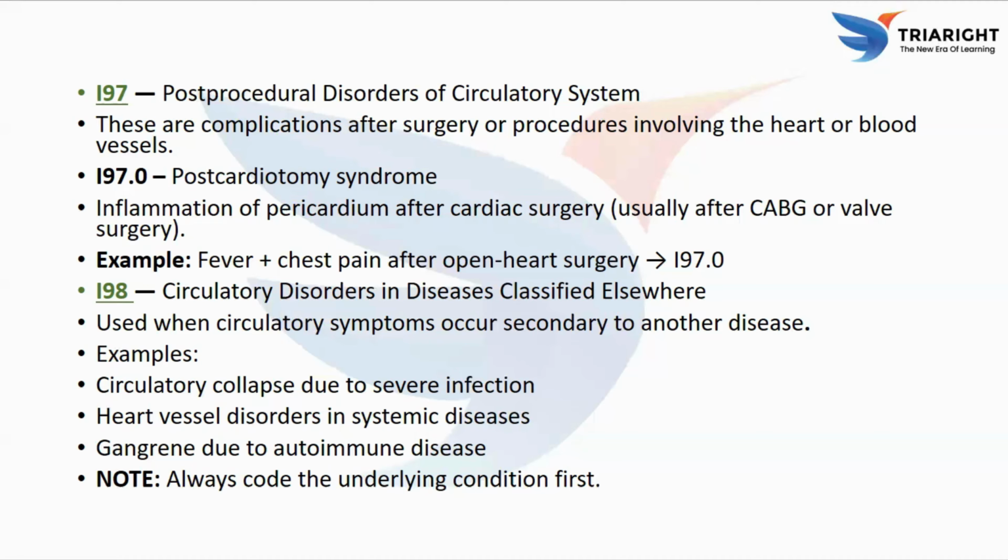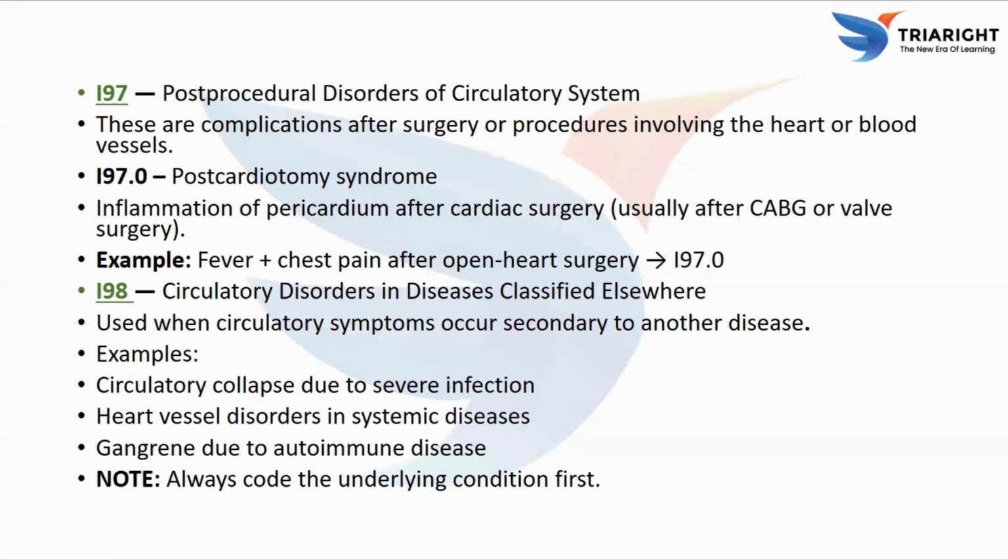Next, coming to I98. What is I98? Circulatory disorders in diseases classified elsewhere. This code is used when a circulatory problem happens because of another disease, nothing but a secondary condition. So first you have to code the underlying disease, followed by I98.